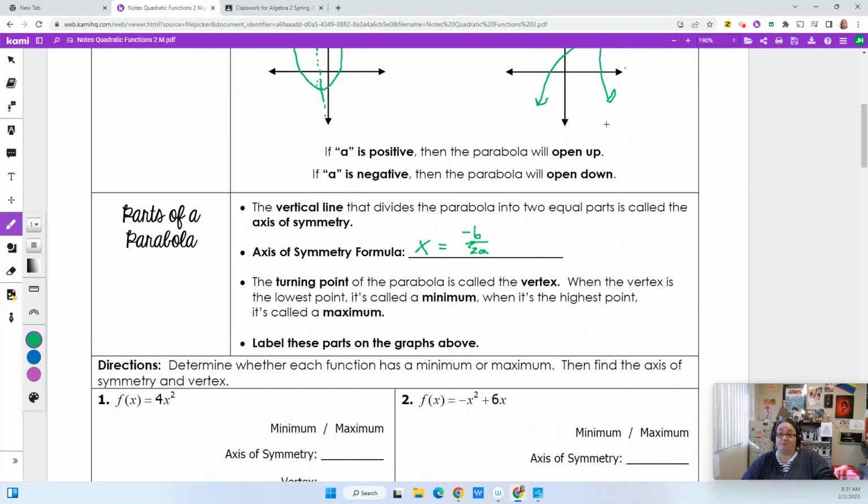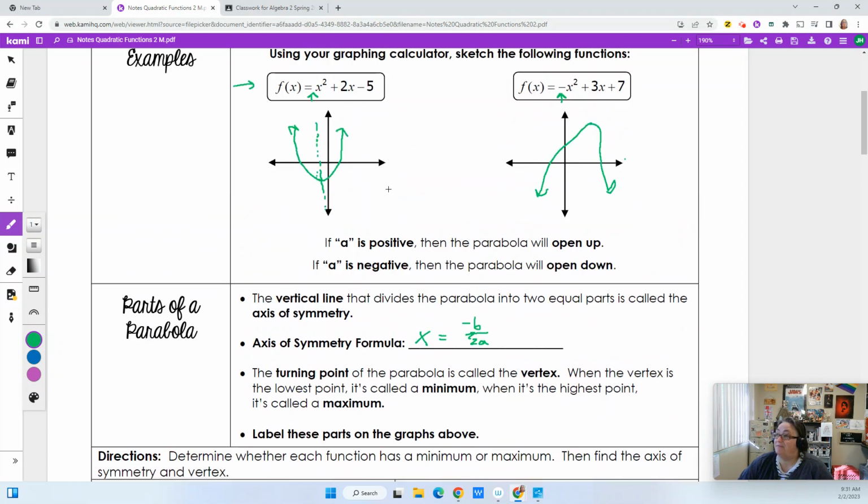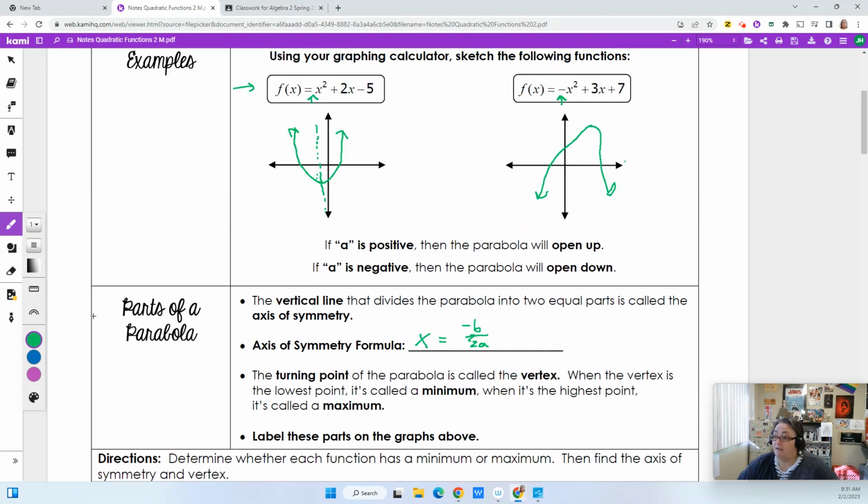Then it goes on to tell us what we've already talked about, which is that the turning point of the parabola is called the vertex, right? And when the vertex is the lowest point, which means if the parabola is opening up, your vertex is a minimum. It's the lowest point on the graph. If your parabola is going down, if it's negative, your vertex would be the maximum or the highest point on the graph. So it says to label this on the graphs above, but my graphs suck.